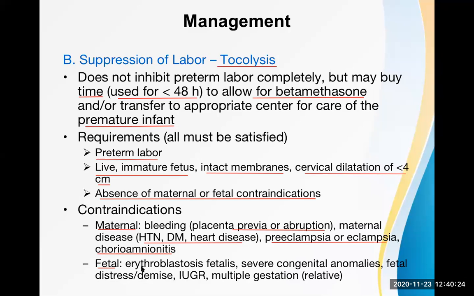Regarding the fetal contraindication, erythroblastosis fetalis, severe congenital anomaly like anencephaly, for example, fetal distress or fetal demise, the fetus is already dead, IUGR baby, or multiple gestation, that may be a relative type of contraindication. During this time, you don't stop, okay, the uterine contraction by giving tocolytic therapy. That's the meaning. Let's move on.